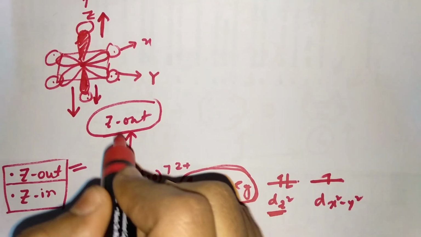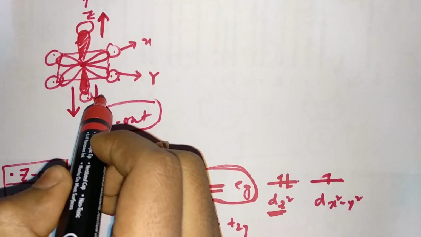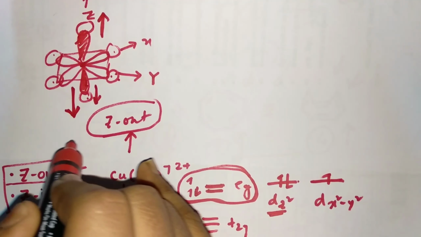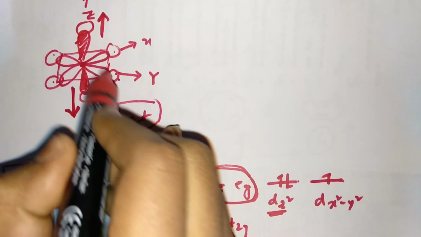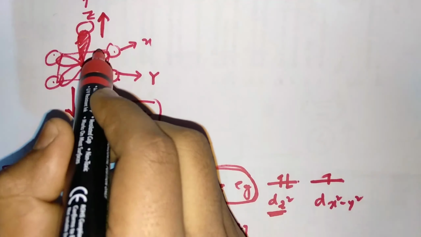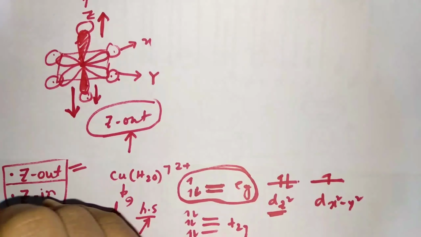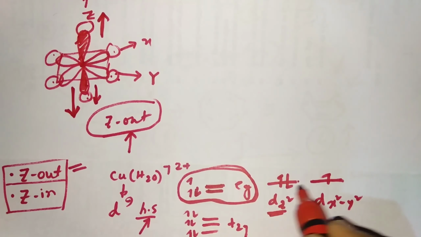So why distortion? Because all the bond lengths are not the same after distortion, and that is why it is distortion. And Z out because the Z axis bonds are towards the outside of the central metal ion. Okay, so that's why it is Z out. So now coming to Z in distortion. Z in is all about the opposite one.